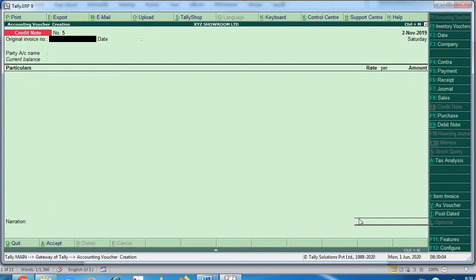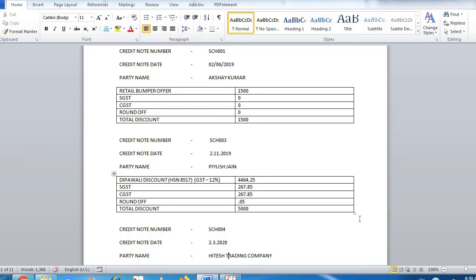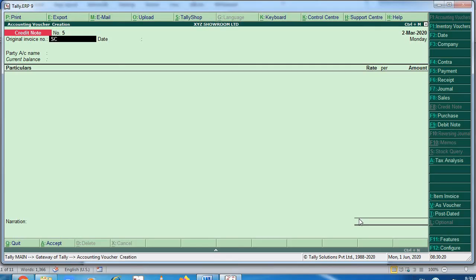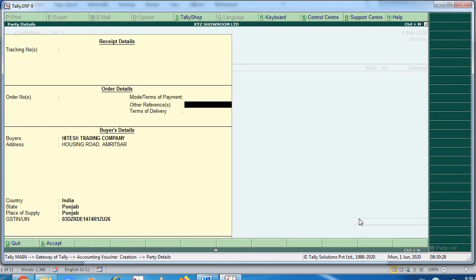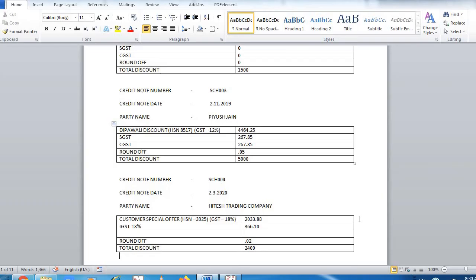Now we'll do an entry of IGST. Again, the date is what? 2nd March. We have entered it. Credit note number is SCH004. Enter. Party name is Hitesh Trading Company. Enter. Alt C.